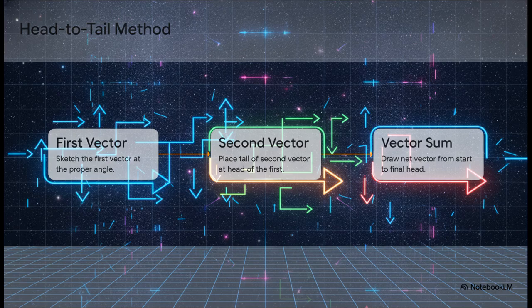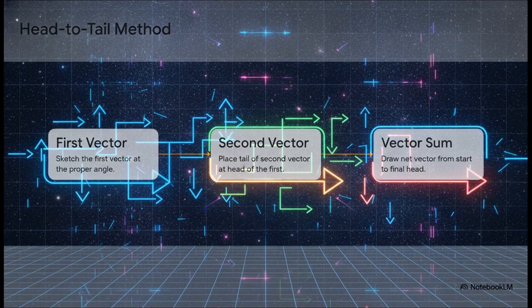Okay, imagine you're an explorer navigating a massive 3D hedge maze, or maybe you're caught in a total whiteout trying to find your base camp. How on earth do you track your overall movement? Well, we use something called the head-to-tail method. It's super visual. First, you literally just sketch out your initial movement. That's your first vector. Then you take the tail of your second vector and lock it directly onto the head of the first one. You just keep stringing them together, arrow after arrow.